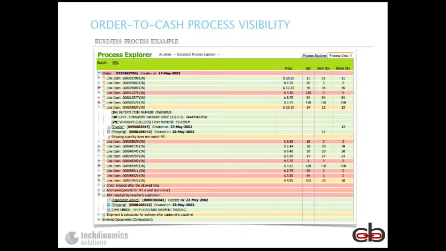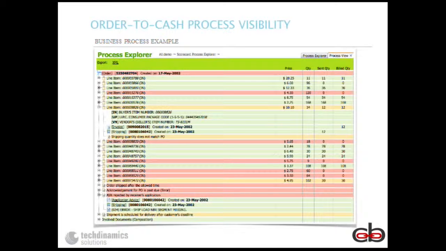So we can quickly jump in and look at one of these lines, I think number 7, which contains an error where the shipping quantity does not match the PO. So right away, we can take a look on the right and say, yes, 34 was requested to ship and only 12 was shipped. Other errors can also be identified. For example, on the bottom, we can see that the ASN has been rejected by the receiving party, or that the order wasn't shipped within the allocated time. So these are general level events that are shown at the bottom of the process view.